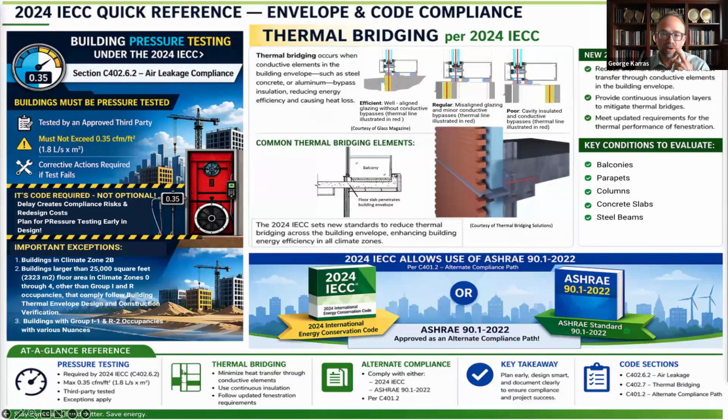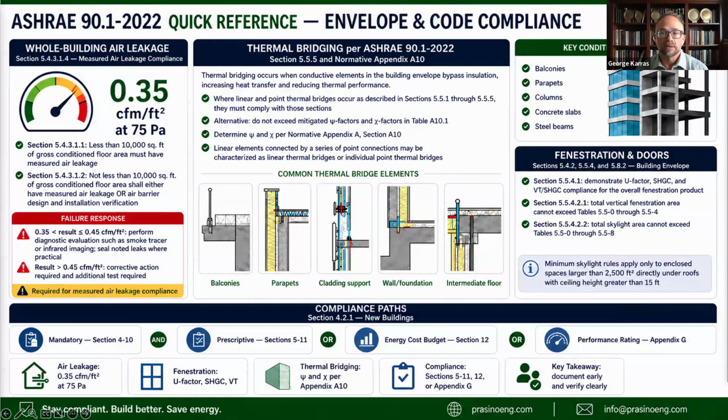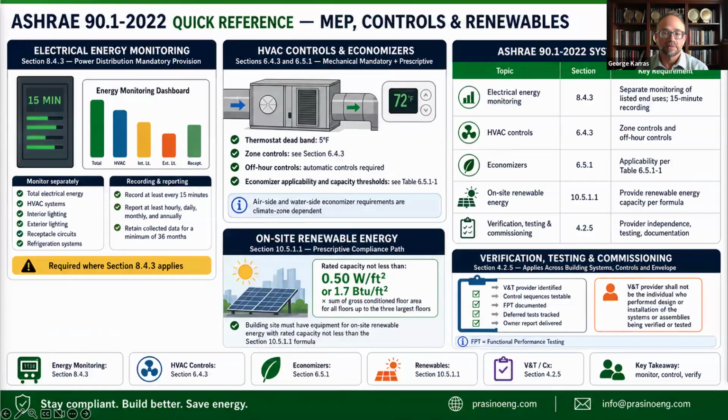Lastly, we are going to be sending this presentation out. There are 4 slides here. I'm not going to touch on them. They summarize this presentation for you to use in the future. They're your quick reference sheets. So you'll see one for IECC, envelope side, and then a mechanical controls and renewable side, and then the same for ASHRAE that will be part of this presentation. These will be available to everybody afterwards.